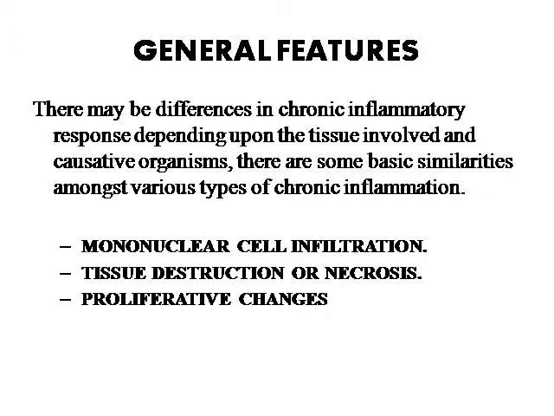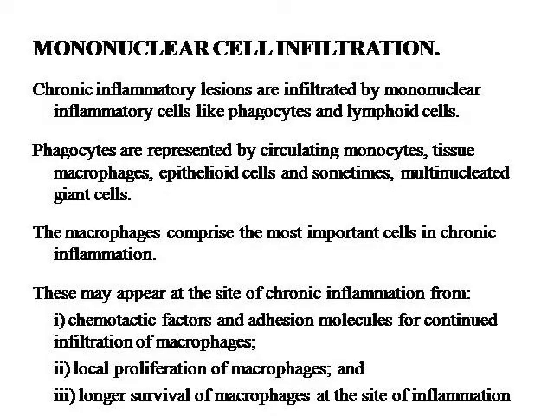These are three common, basic similarities found in chronic inflammation. One is mononuclear cell infiltration, second is tissue destruction or necrosis, and third is proliferative changes. Okay, so we deal with them one by one. First is mononuclear cell infiltration.